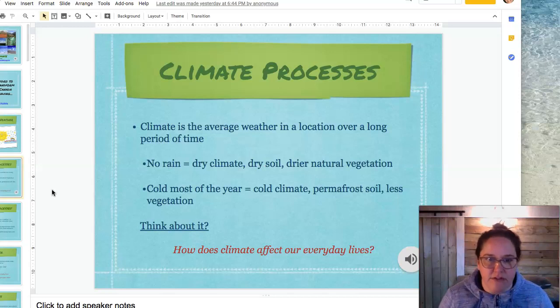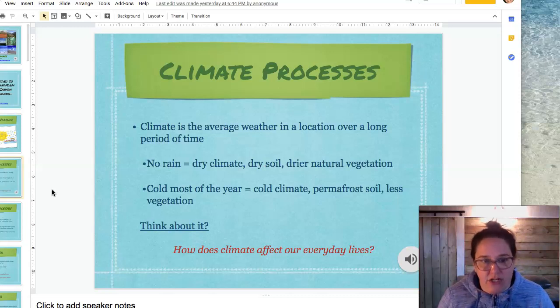For example, the breadbasket area of Canada in the plains doesn't get very much rain, so that is a drier area. They have dry soil and drier natural vegetation like the grasses. Cold climates like the north of Canada, which is the majority of the north of Canada, is all cold climates. They might have permafrost soil, less vegetation, tundra, like we looked at before March break.